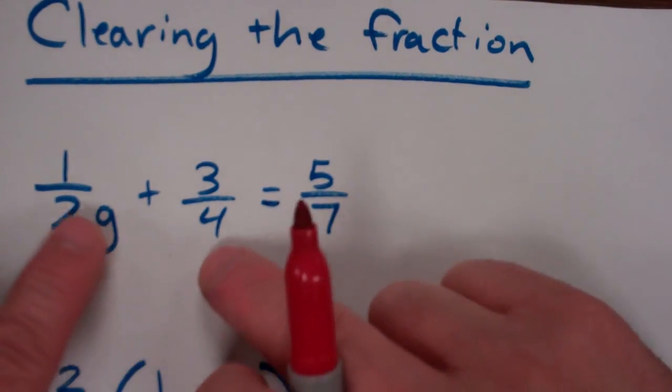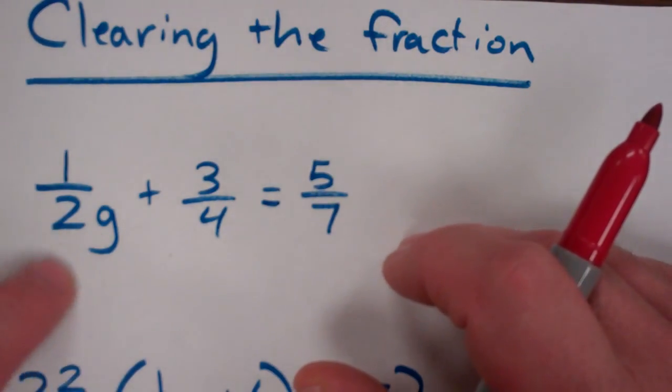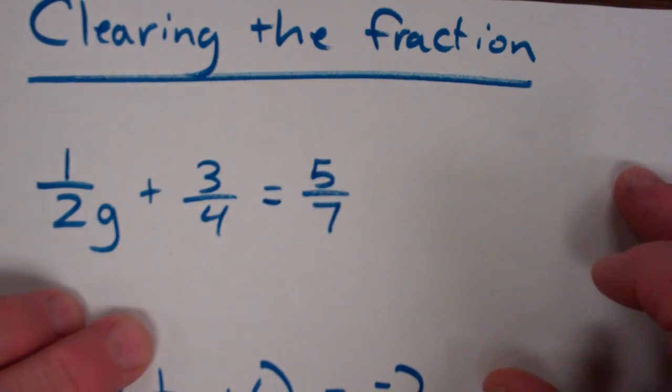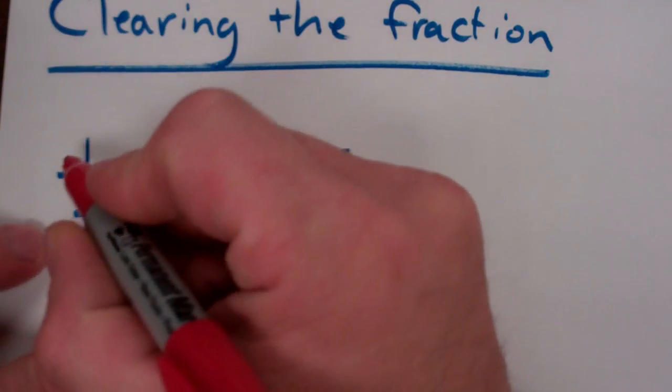You could just say, okay, what did they do? They did this and this, so I need to subtract 3/4, divide by 1/2. Of course, a better way than dividing by 1/2 is just to multiply by 2, the reciprocal. But we're going to talk about how to clear that fraction, because a lot of people get confused. They don't really like doing problems with this many fractions in it.